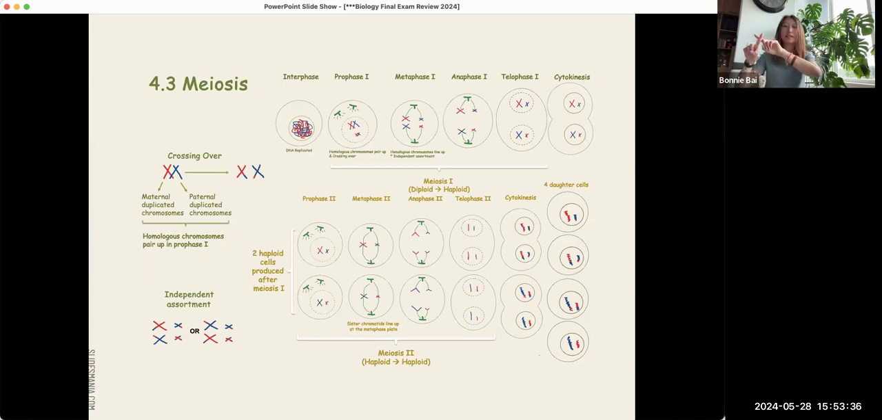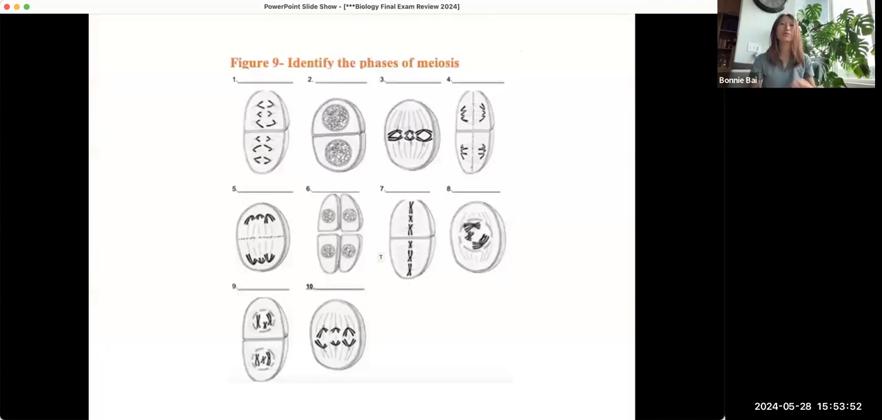Prophase 2. DNA condenses, nuclear envelope breaks down. Metaphase 2. Sister chromatids line up at the metaphase plate. Anaphase 2. Sister chromatids separate. Telophase 2. DNA uncondensed, nuclear envelope reforms. Cytokinesis. You got it. Okay. Let's do a little practice over here.